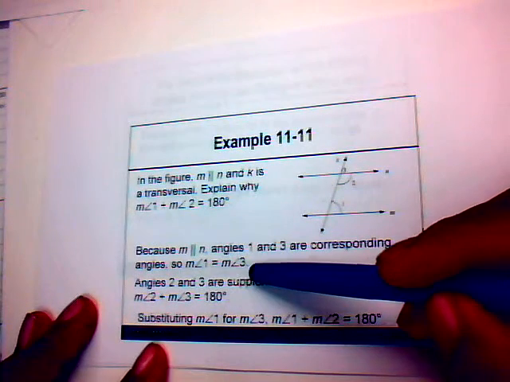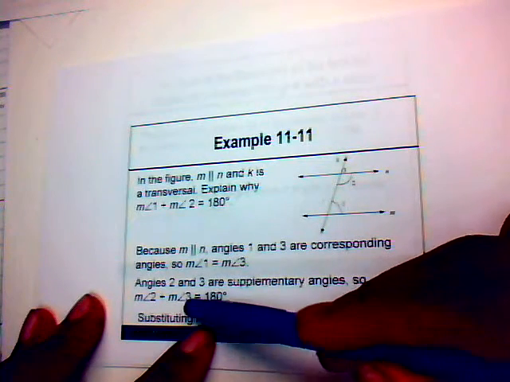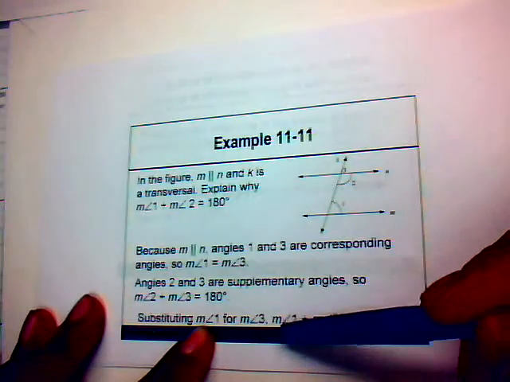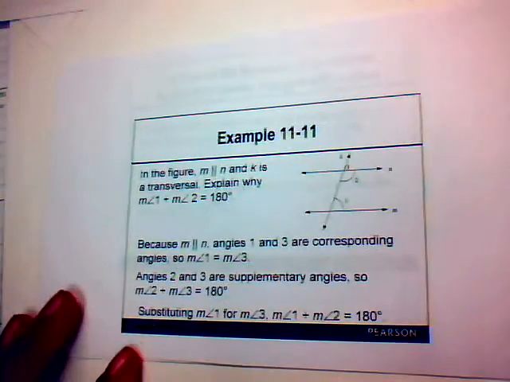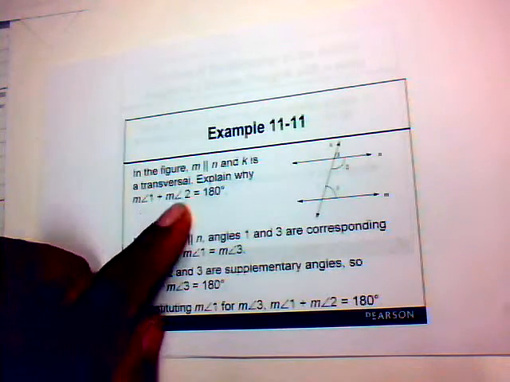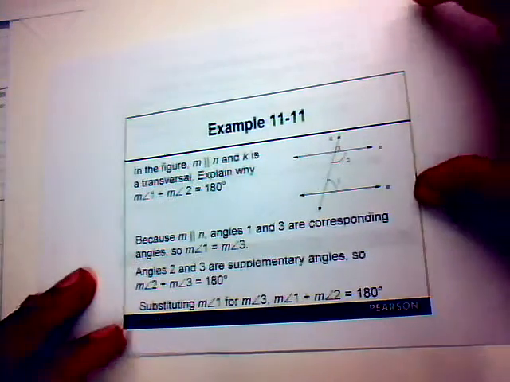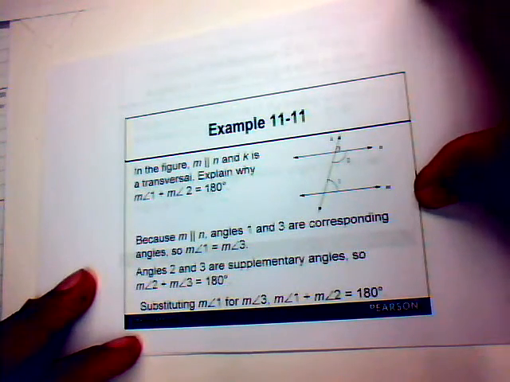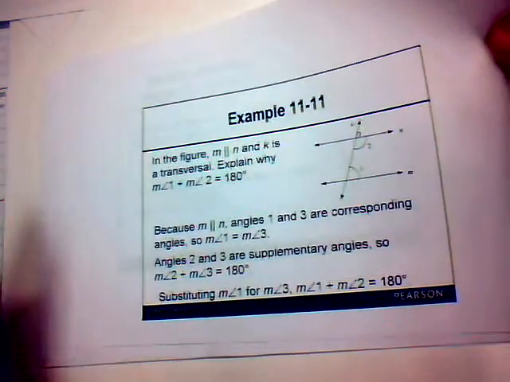Well, the measure of angle 1 is equal to the measure of angle 3, so if we substitute in place of the measure of angle 3 with the measure of angle 1, we're going to get the measure of angle 1 plus the measure of angle 2 equaling 180 degrees. This is the type of proof to show that if you're given two lines that are cut by a transversal, you want to prove that the measure of angle 1 and the measure of angle 2 are supplementary to each other. And this is the kind of proof that supports our statement or claim.